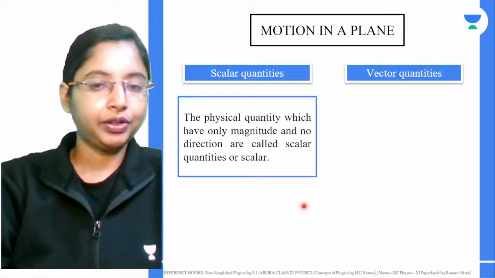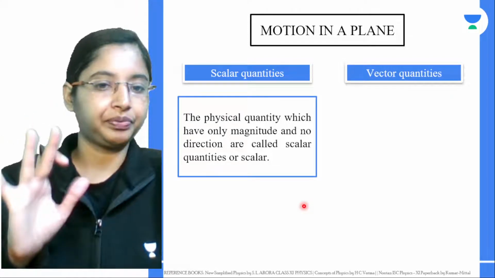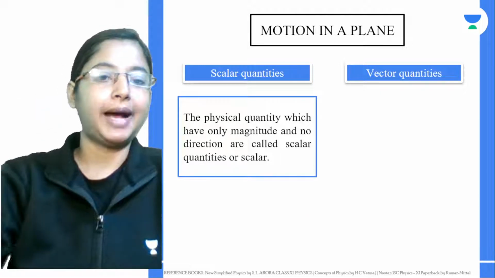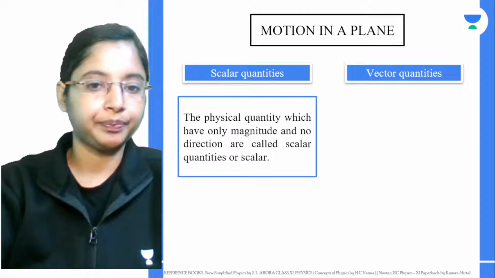Okay. Whenever you're talking about a scalar quantity, it only has a magnitude. It has no direction. Okay. For example, mass. When you're talking about mass, let's say a bag of rice is around 5 kgs. That's a scalar quantity. Okay.